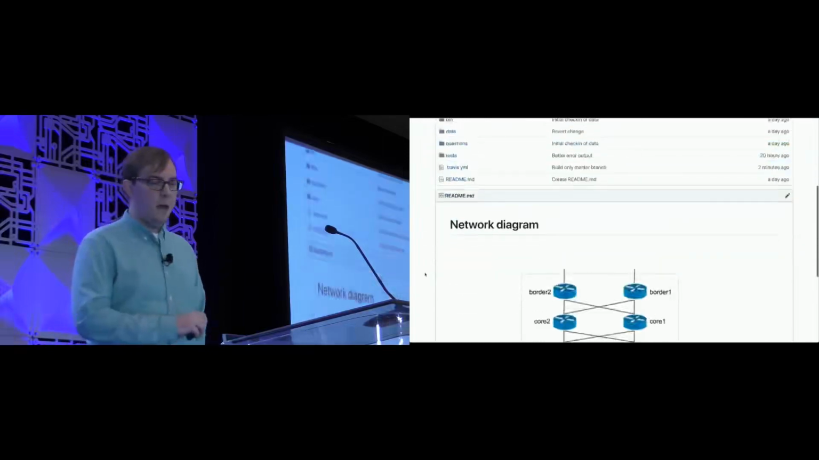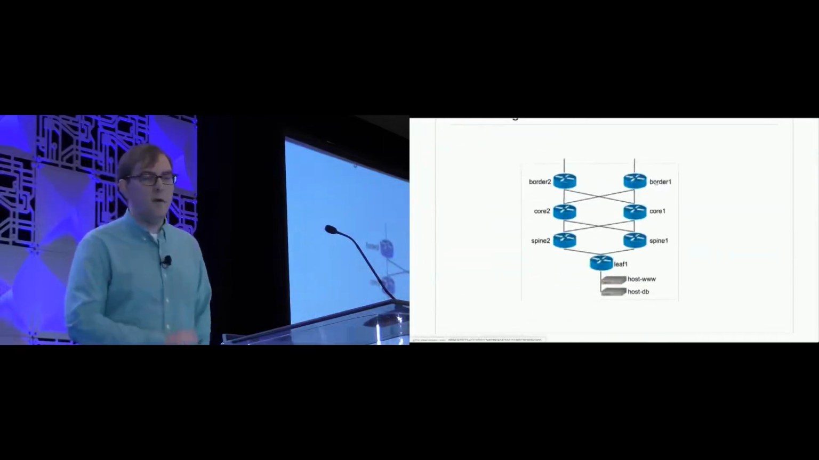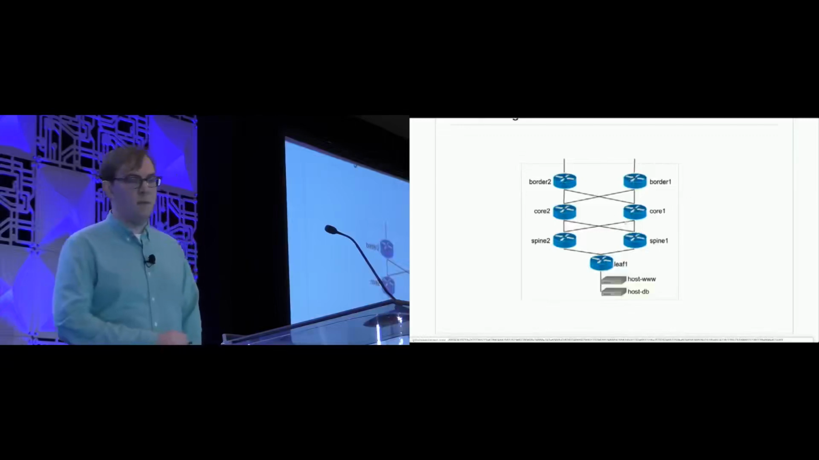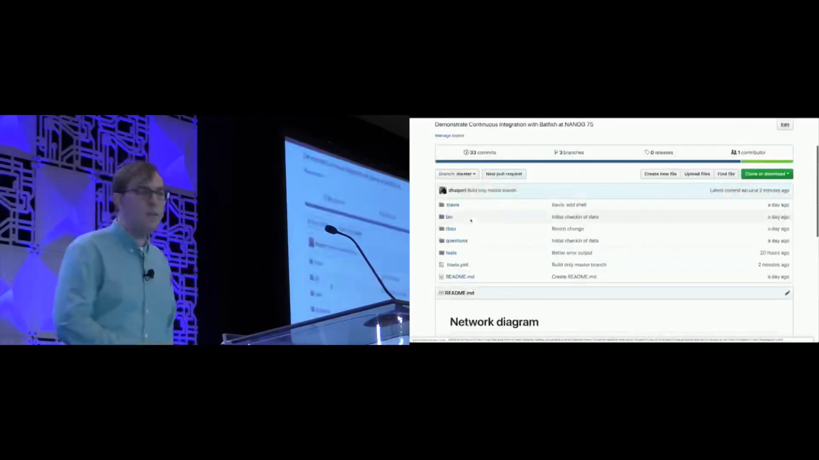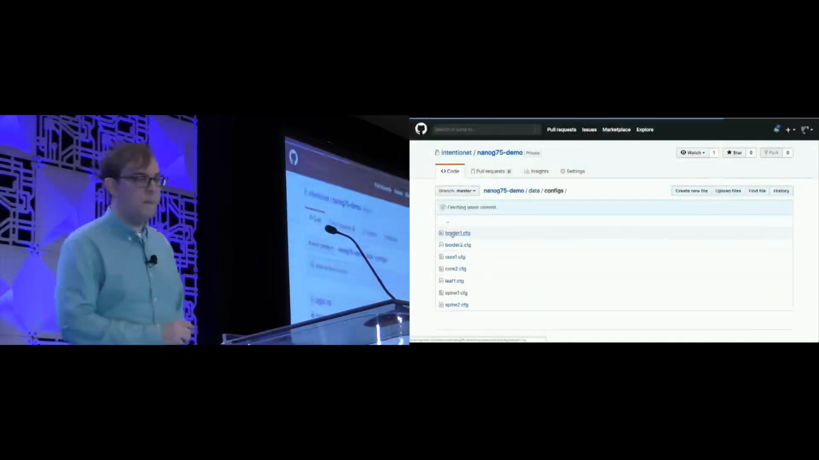So in this video, I've set up a sample GitHub repository with network config and some tests and things like that. The network we're using is a very simple network. It has redundant border, core, and spine routers, 2 application servers attached to a leaf host. And what we want to do in this change is cost out that core 1 router.